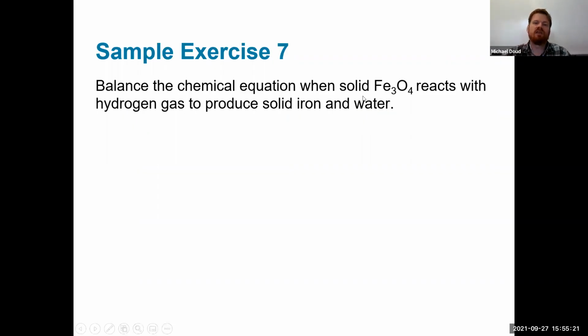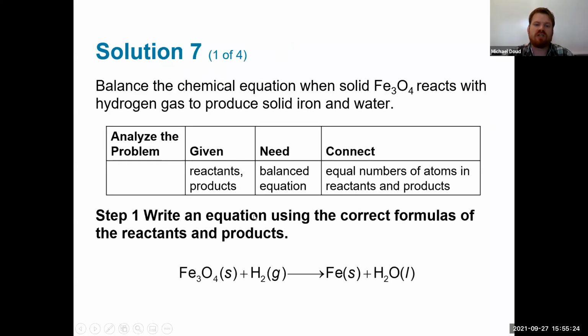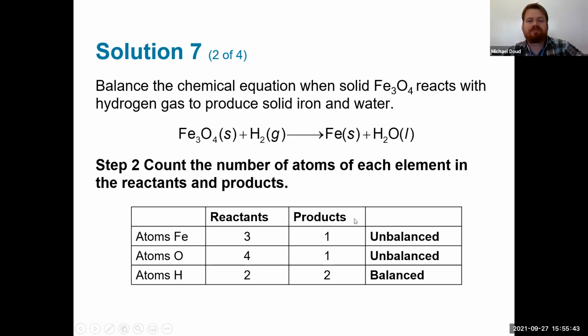Okay, let's look at this here. So solid Fe3O4 reacts with hydrogen gas. Fe3O4, solid, plus H2. And it produces solid iron, and water, liquid water. Great. That's it, right? That's all we have to do. Oh, we have to balance the equation? What are you talking about? Let's balance the equation. So in the reactant side, we have 3 atoms of iron. In the product side, just the 1. We have 4 atoms of oxygen in the reactant side, just 1 atom of oxygen in the products. And then finally, for hydrogen, we have 2 and 2. So that's balanced. Now, how are we going to fix this one?